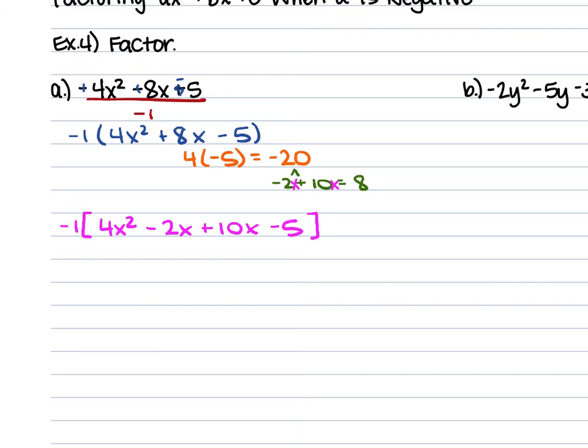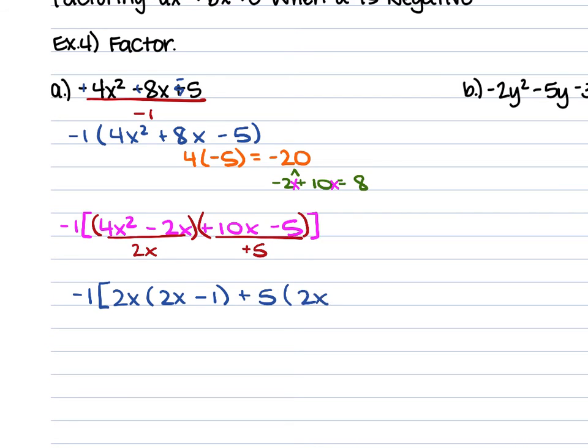So by factoring by grouping, I'm going to put a set of parentheses on the first two terms and a set of parentheses on the last two terms. The 4x squared minus 2x goes in parentheses, and the 10x minus 5 goes in parentheses. From the first set of parentheses, I'm going to factor out the greatest common factor, which in this case is 2x. From the second set of parentheses, I'm going to factor out the greatest common factor, which in this case is a positive 5. From here, this is going to leave us with negative 1 times 2x times 2x minus 1 plus 5 times 2x minus 1.